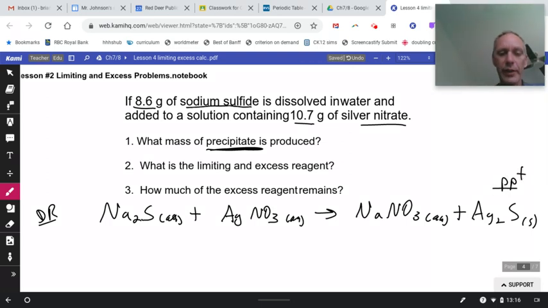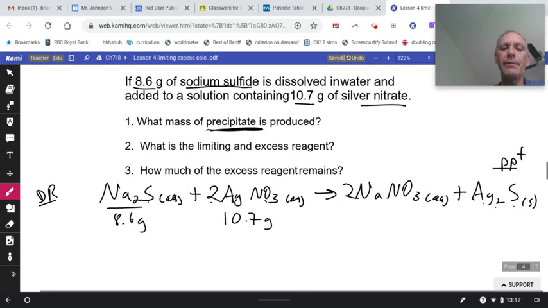Okay, we haven't balanced it yet. 2 Na, 2 Na, 1 sulfur, 1 sulfur, 2 silver, 2 silver, 2 nitrate, 2 nitrate. Okay, we're balanced. Whew. Okay, so we have 8.6 grams of this and 10.7 grams of this.